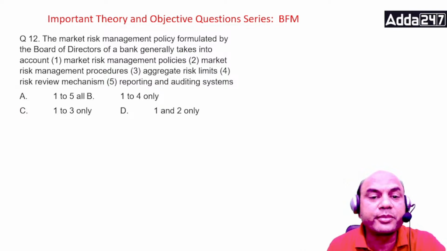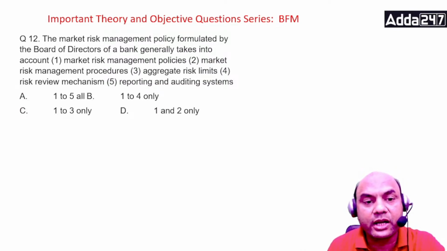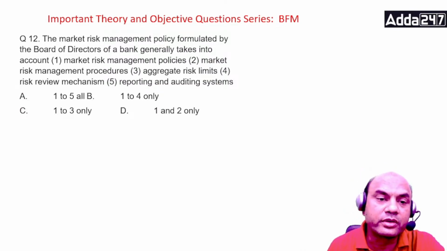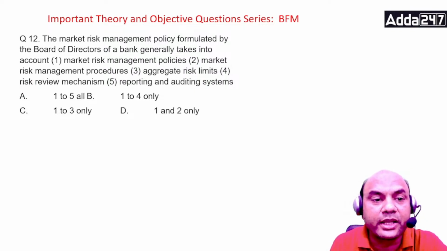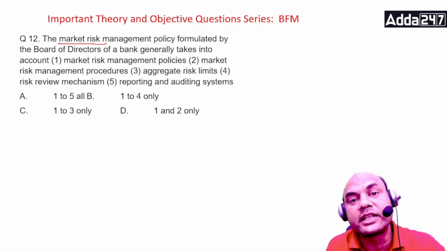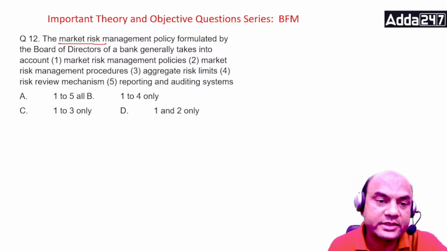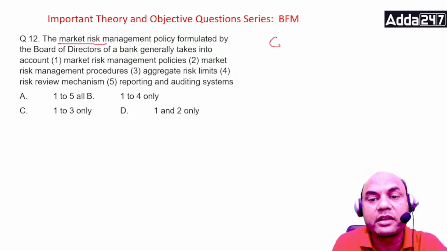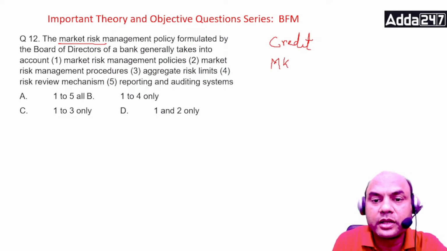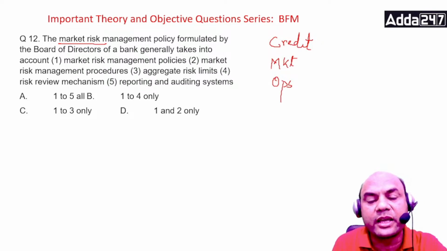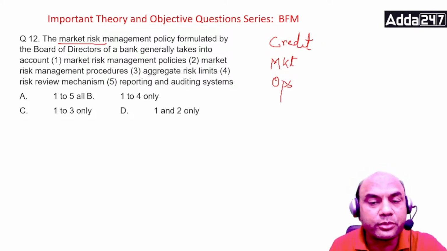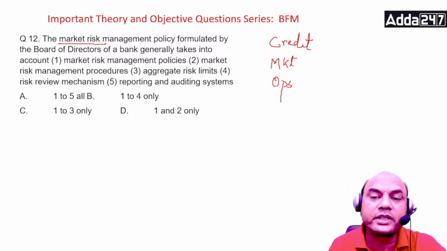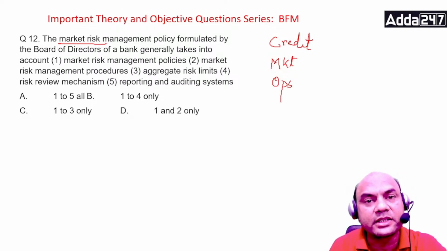The market risk management policy formulated by the board of directors of a bank generally takes into account, means this market risk management. What did I say about market risk? It is external, not in your hands. There are three types of risks: credit, market, and ops. At least in your CAIIB you have these three types of risks and Basel 2. If you consider Basel 3, then you have systemic risk as the next risk.